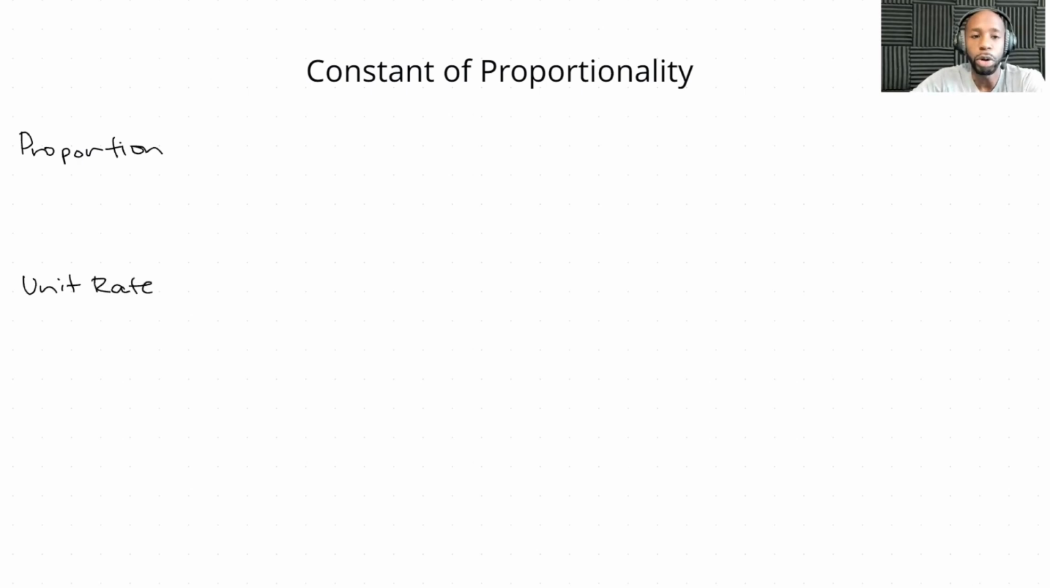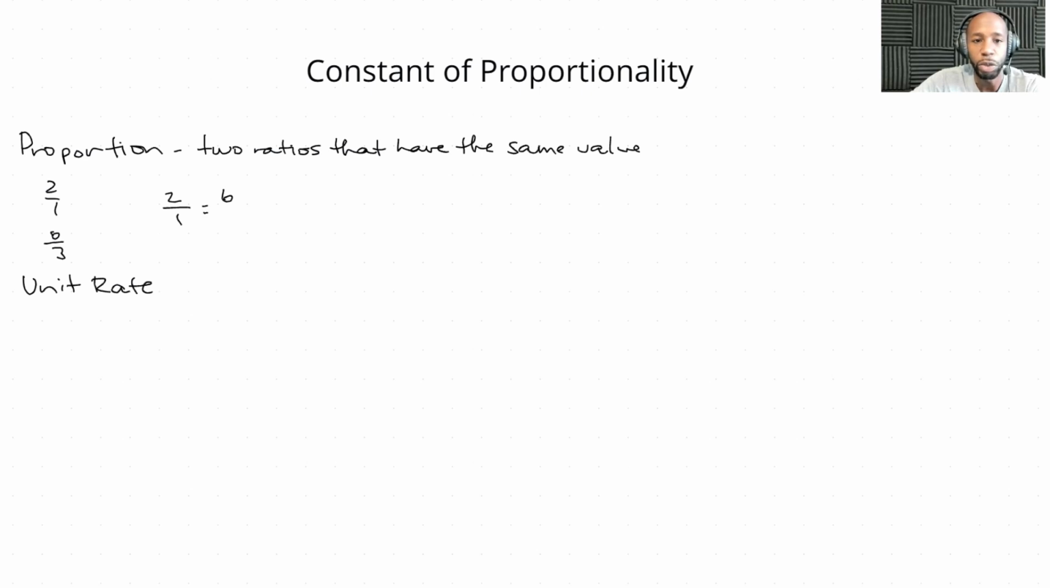So proportion, this term has to do with two ratios that have the same value. For example, if you have 2/1, that is also going to be equal to 6/3. So you could set these equal to each other: 2/1 is equal to 6/3. This also comes up in problems where you're trying to find a missing value.